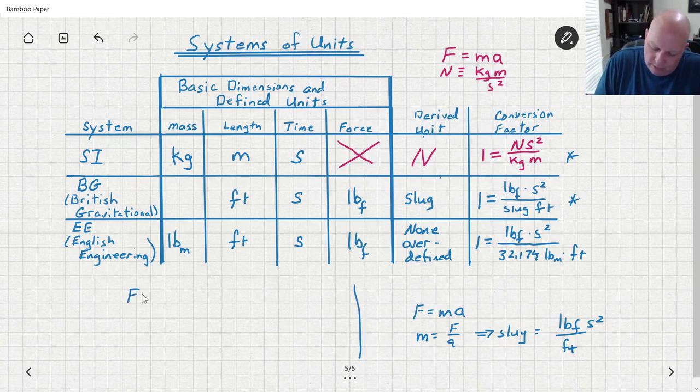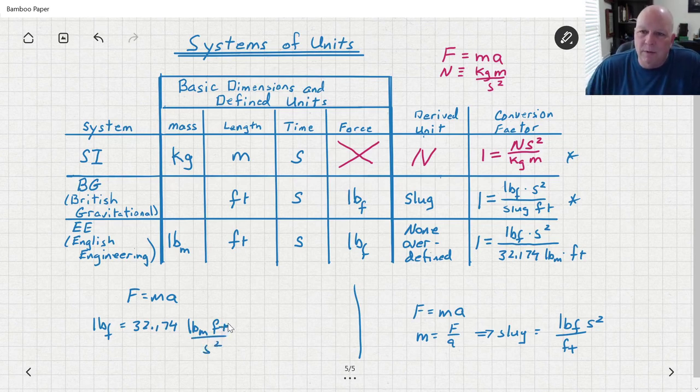Again, I go back to Newton's second law, F equals ma, and I just plug in what I have. So F is going to be my pound force. My mass is going to be my pound mass. I'll put it over here. I'm going to leave a little space. And then my acceleration, I'm going to plug in the acceleration of gravity, 32.174 feet per second squared. So that's the way I remember that conversion factor.